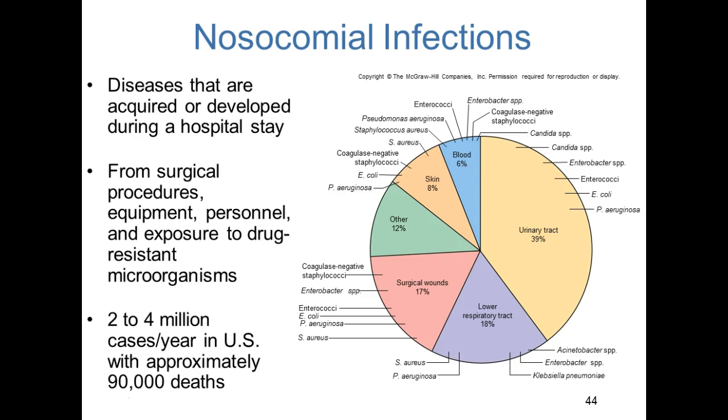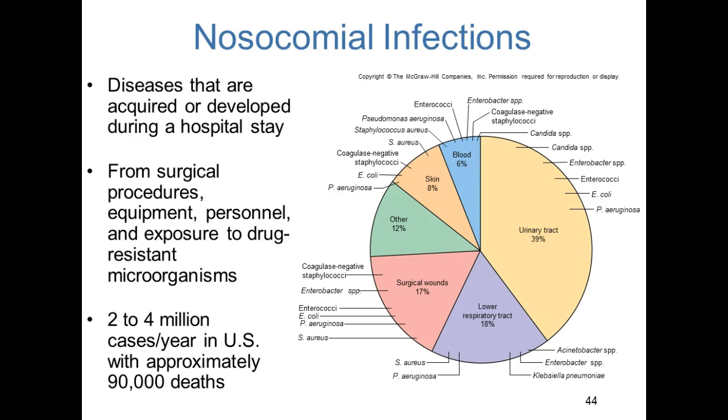Drug-resistant microorganisms proliferate in the hospital. Really, the hospital is the worst place to be if you're sick. So you can see here, there are 2 to 4 million cases per year in the United States. Approximately 90,000 people die from nosocomial infection, so this is a very serious problem.